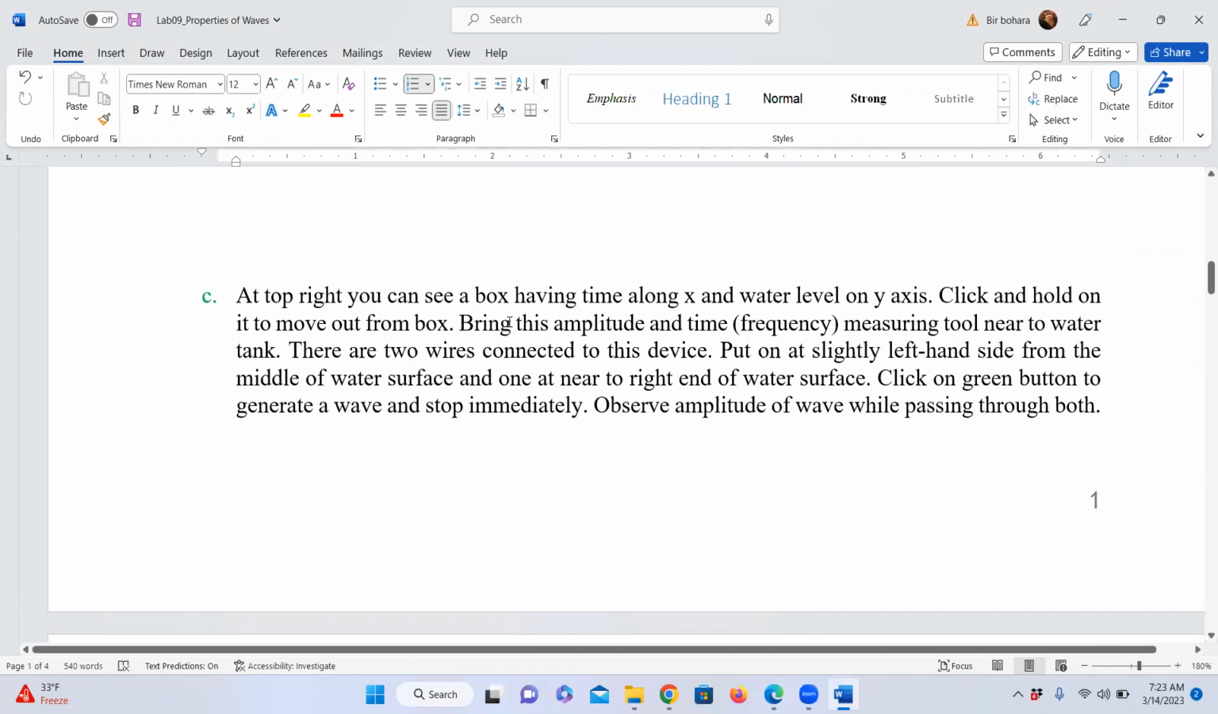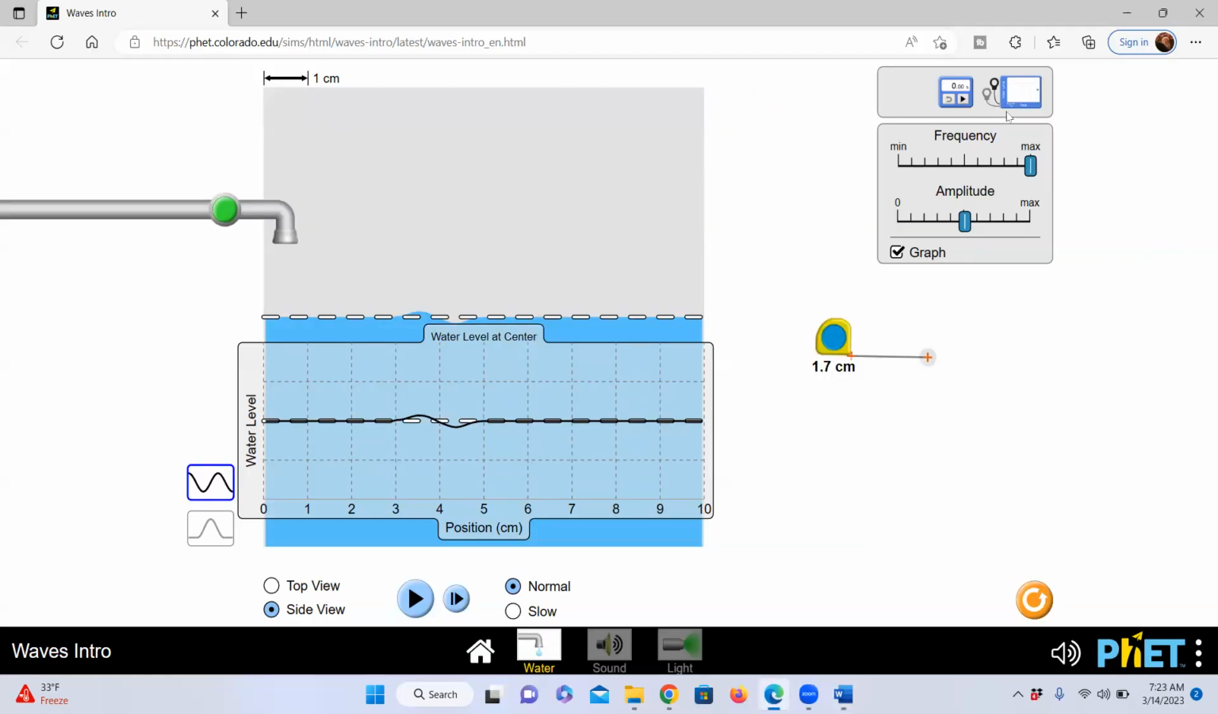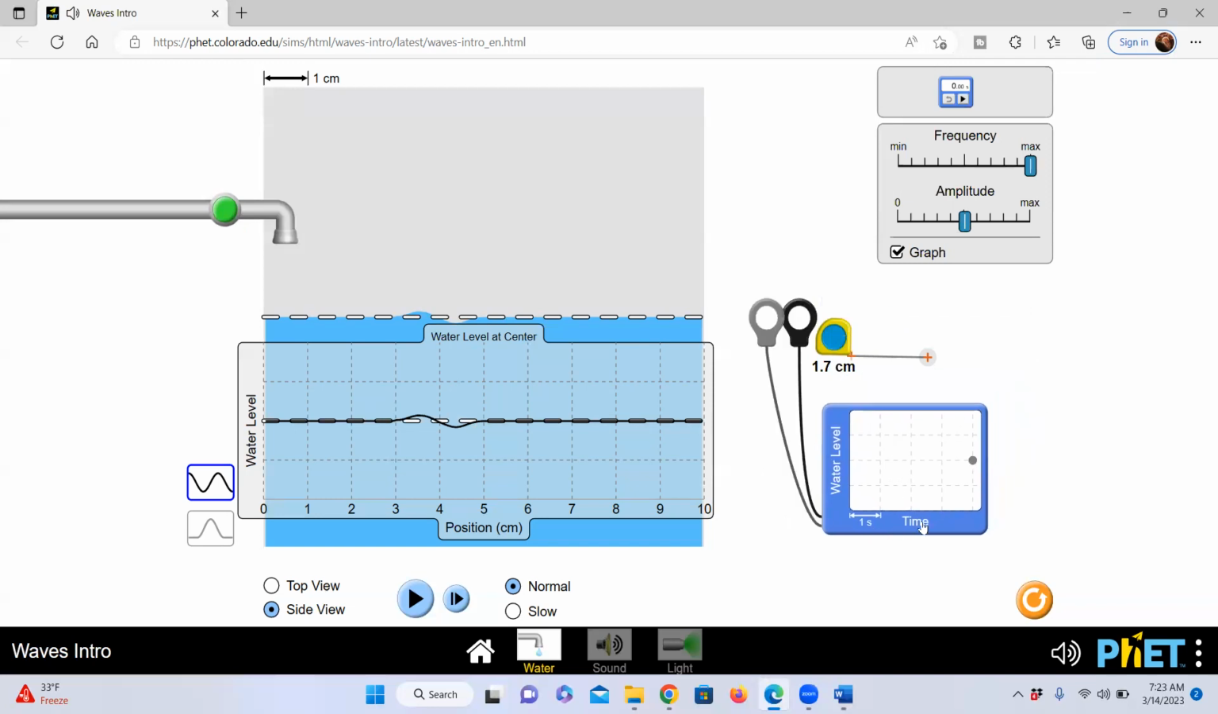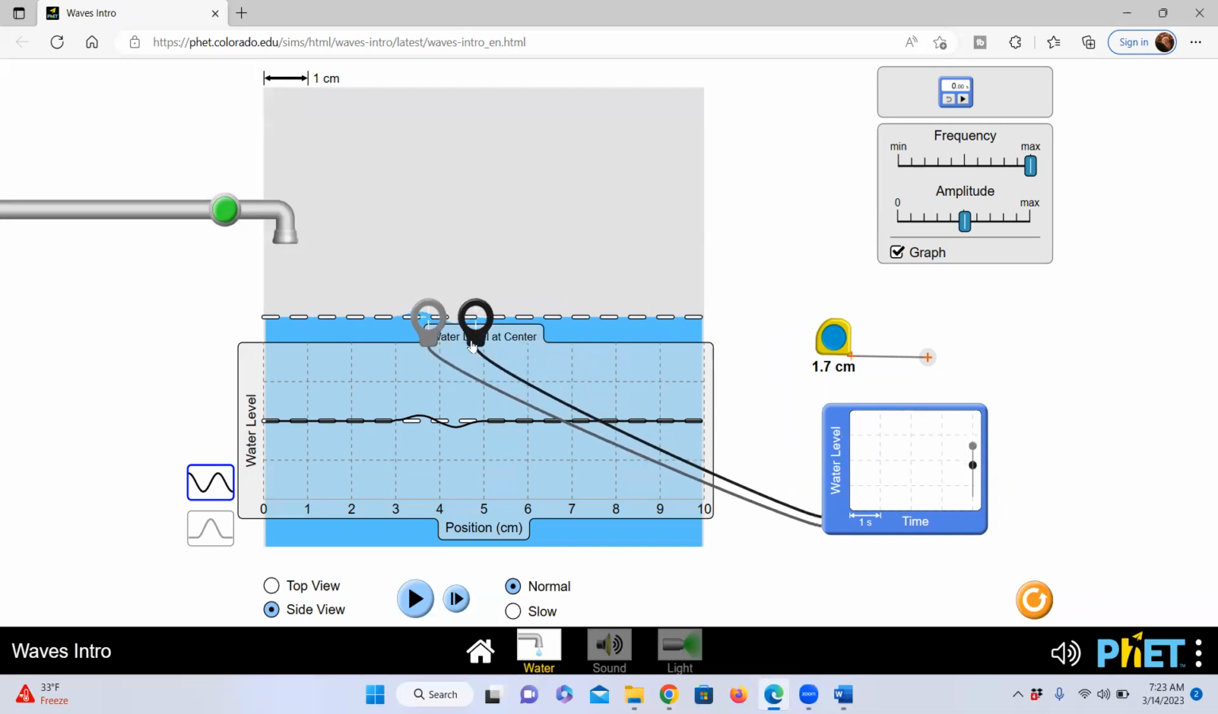At top right, you can see a box having time along X and water level on Y-axis. Click and hold on it. So this statement is basically talking about this box. You can see the time along X-axis, this axis, and water level along Y-axis, and it can measure wave. So put it here. You can read the instruction.